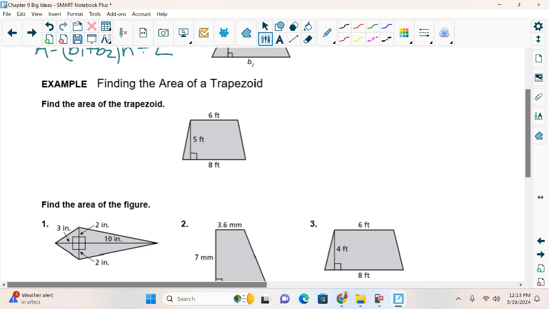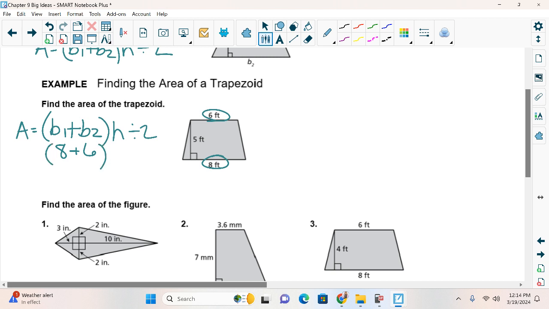Okay, so here we have this trapezoid. Let's write the formula. Area equals, sing it with me, base 1 plus base 2 times the height divided by 2. And we can plug our numbers in. What's base 1 here? 8. Okay. What's base 2? 6. These are our bases. It doesn't matter what order you put them in, because 6 plus 8 and 8 plus 6 mean the same thing.